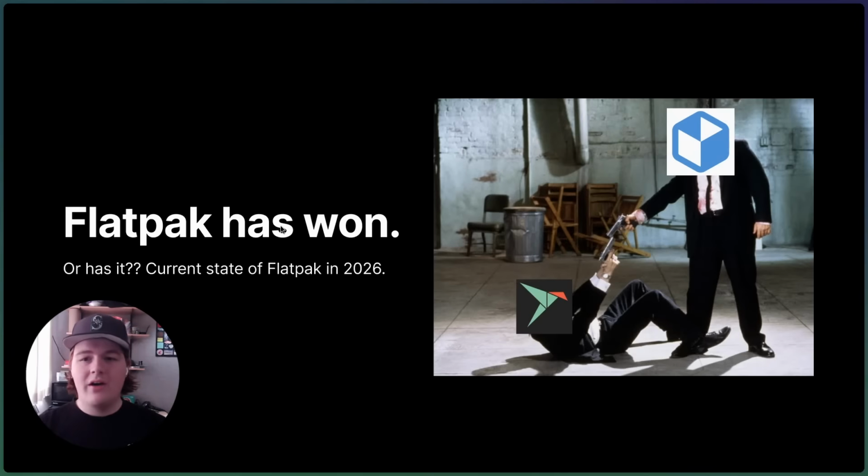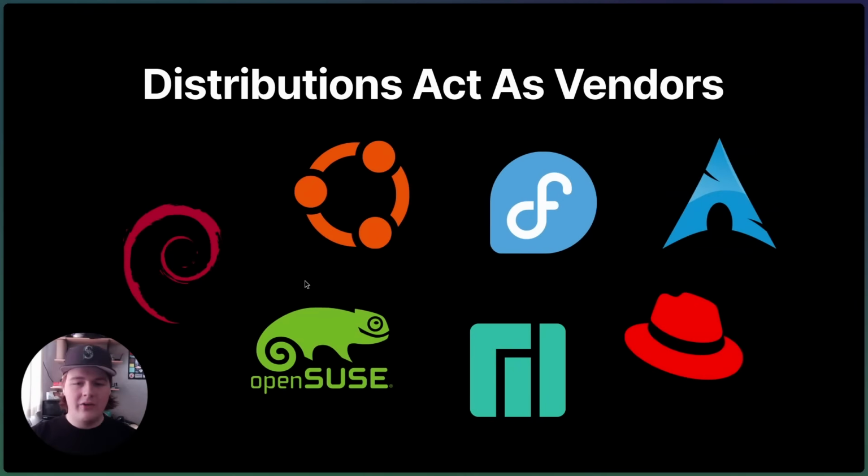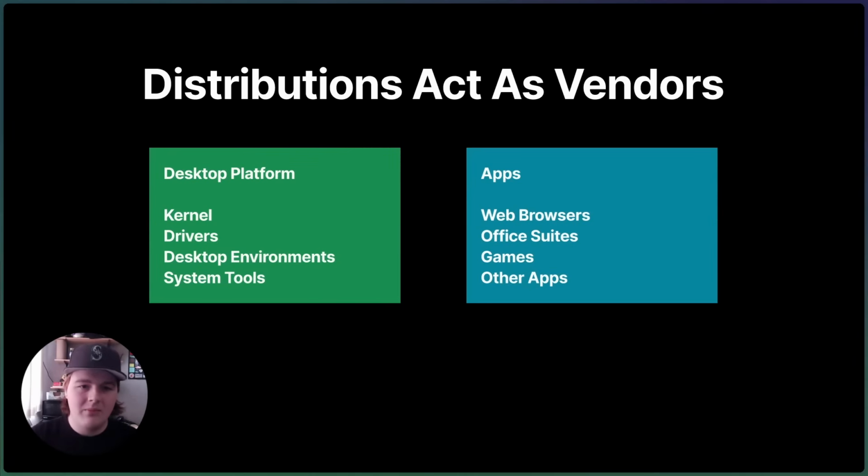Now, let's start off with talking about why these universal packaging formats have to exist in the first place. So if we look at the old model before we had these universal package managers, basically distributions would act as vendors for all of your packages. And this is from the system to the app level. So if you are installing Debian stable, for example, you're going to be getting Debian stable packages for every single thing on your system.